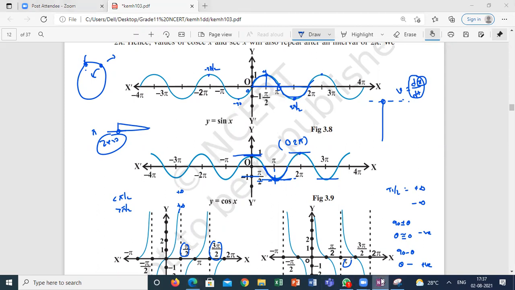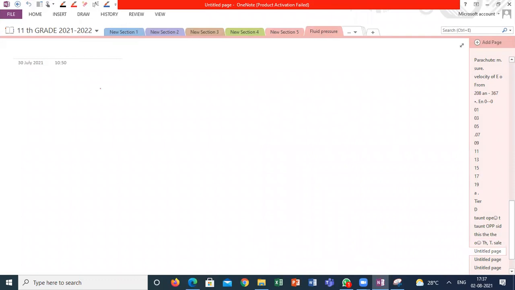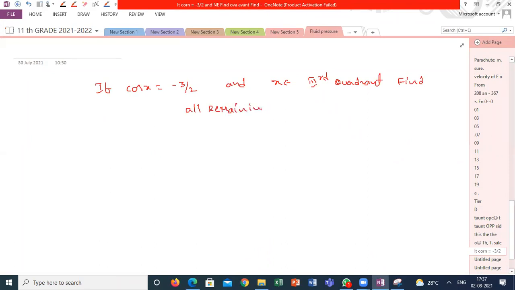Yes, sir. Now, moving to some numericals. If cos x is equal to minus 3 by 2 and x belongs to the third quadrant, find all the remaining 5 ratios. It's very simple. There is a confusion: cos x equal to minus 3 by 2 could be in either the second quadrant or the third quadrant, because cos is negative in both. But they clearly mentioned it is in the third quadrant, so it will be easy to decide the signs of the other functions.